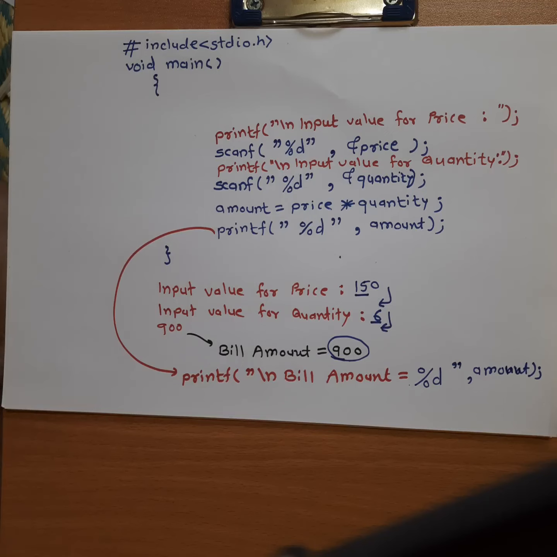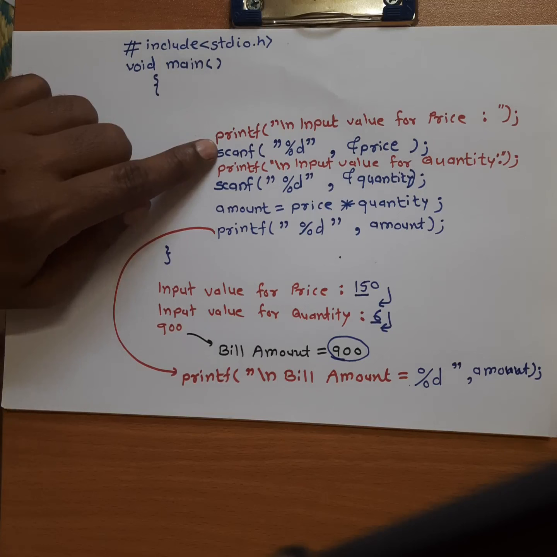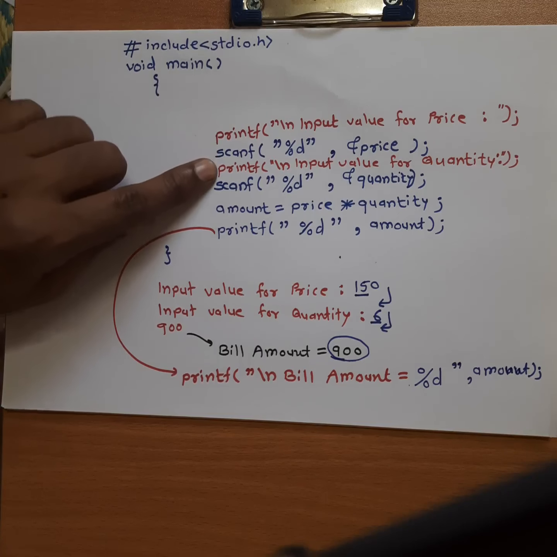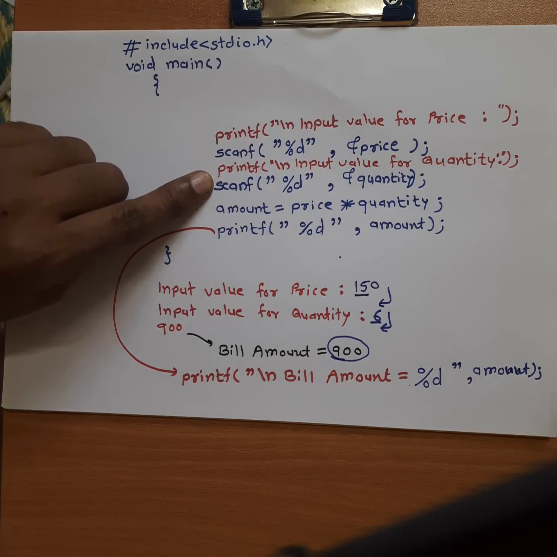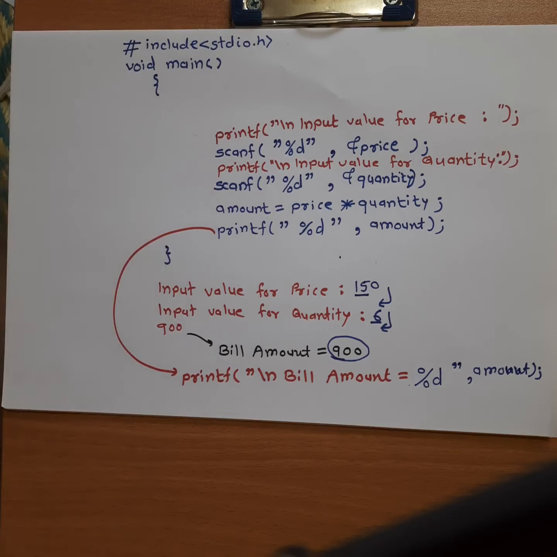Now this is somewhat correct. If we try to execute this program, it will give you input value for price. You have to input one number, then it will give you input value for quantity. You have to input one number that is taken as the quantity, then it will calculate amount, and then it will display bill amount equal to 900. Okay. Now we are assuming that our program will execute.